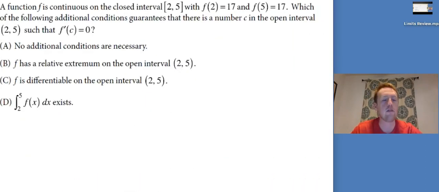Okay, function f is continuous on the closed interval. Which of the following additional conditions guarantees that there is a number c in the open interval such that f prime of c equals 0? That sounds like the intermediate value theorem, the existence of a derivative value. All we would need is that it's differentiable. Okay, A, B, and D are wrong. C, we need it to be differentiable.